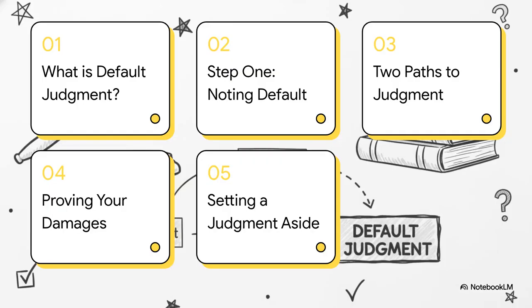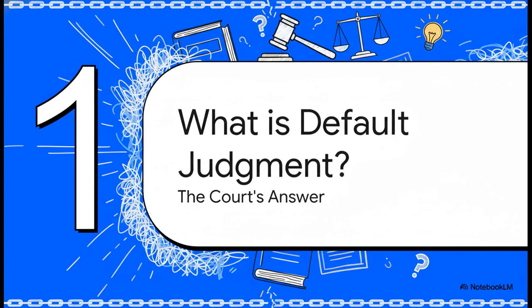So here's what we're going to cover. First, we'll nail down what a default judgment actually is. Then we'll get into the crucial first step, something called noting default. After that, we'll look at the two different ways you can get your final judgment. We'll also cover how you prove what you're owed. And finally, how this whole thing can sometimes be reversed.